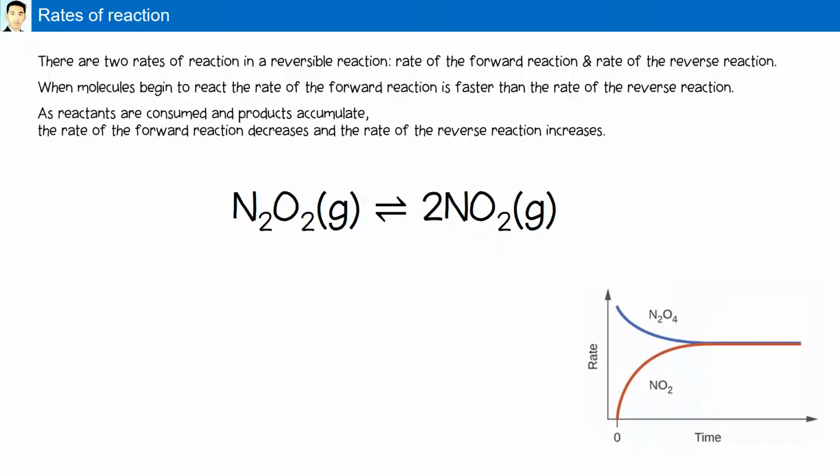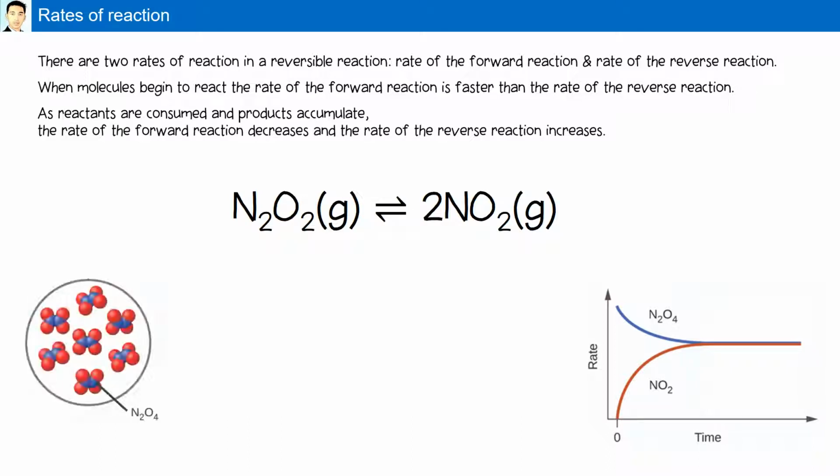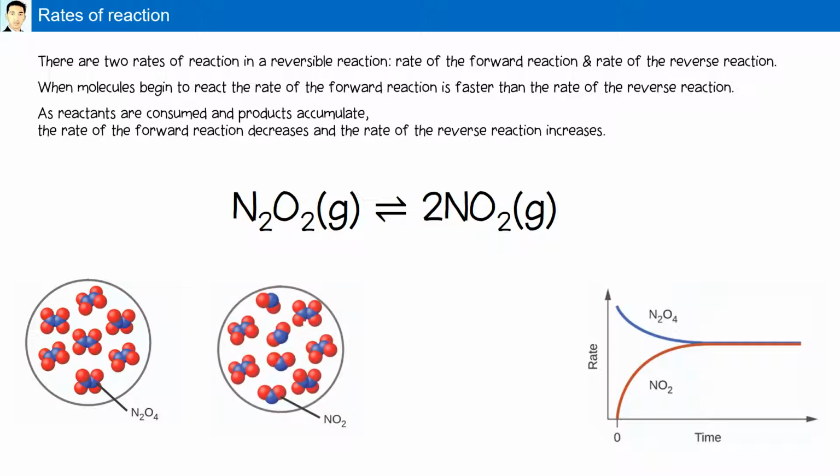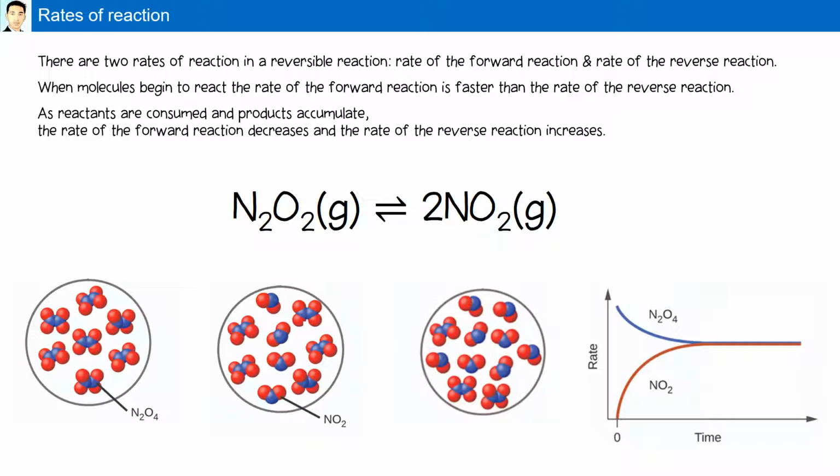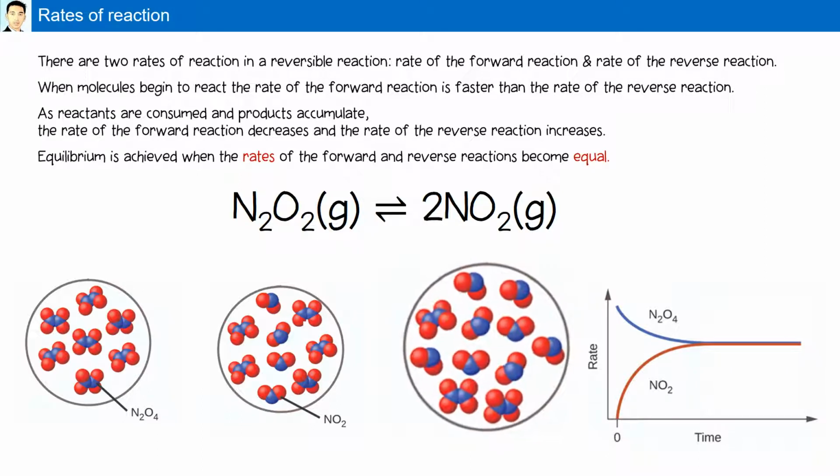Here we can see, as the reaction proceeds, the rate of N2O4 decreased, while the rate of NO2 increased. Initially, we had only N2O4, which is slowly getting converted to NO2. However, they reach a point where there is no more conversion between them, in terms of no greater amount being accumulated. At this point, we say equilibrium is achieved when the rates of the forward and reverse reaction become equal.